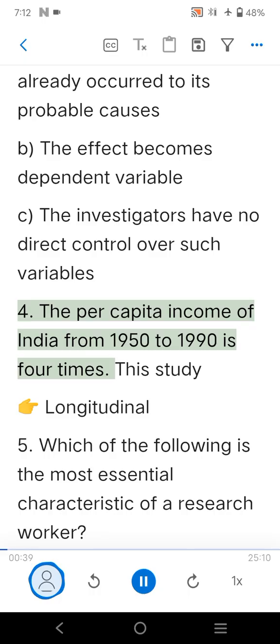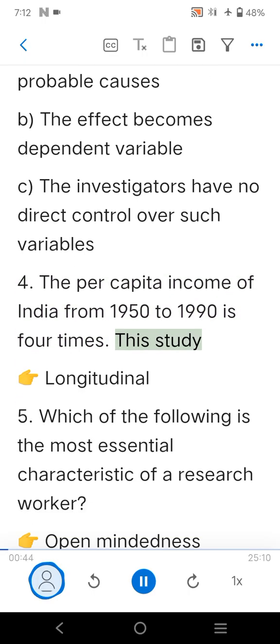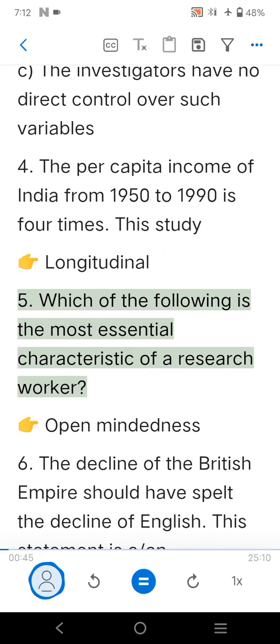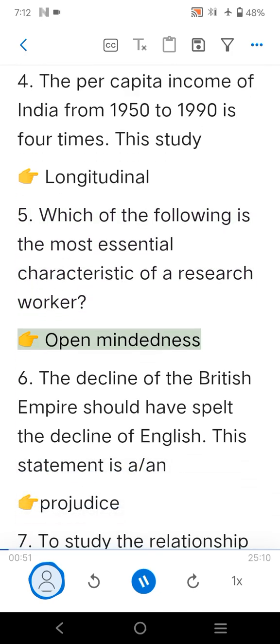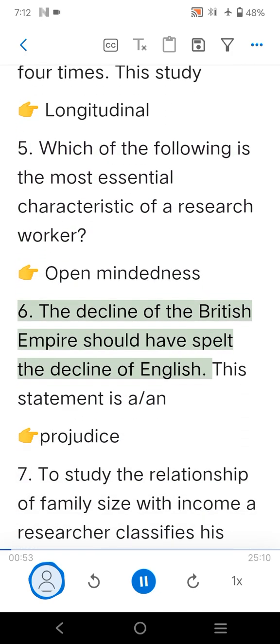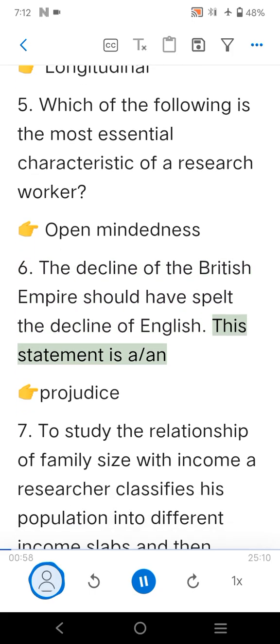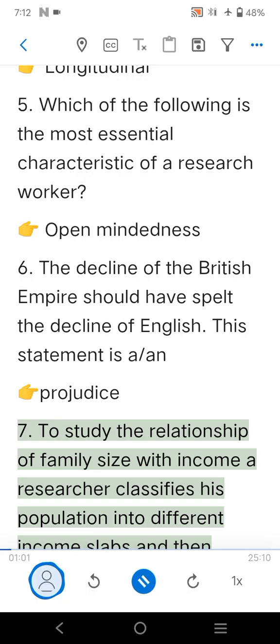4. The per capita income of India from 1950 to 1990 is a longitudinal study. 5. Which of the following is the most essential characteristic of a research worker? Open-mindedness. 6. The decline of the British Empire should have spelt the decline of English. This statement is an assumption.